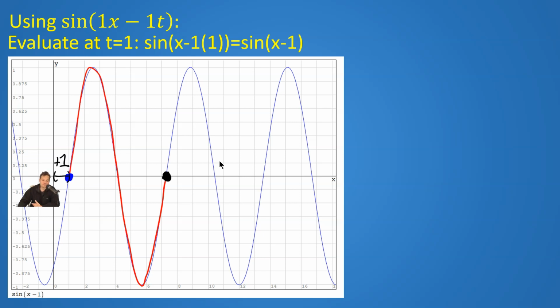So the blue point moves by 1 unit to the right. Any other point on that red curve moves by 1 unit to the right, all of the points in the whole curve. That means the black point also moves by 1 unit to the right. Remember that originally that was at about 6 point something. Now it's at about 7 point something. So again, also moving 1 unit to the right.